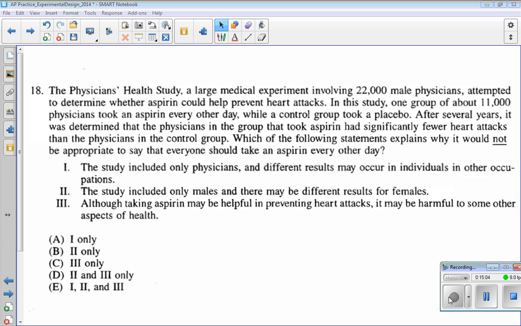Control group? Yeah, so it does say there's a control group. So let's see if we can identify all the parts. It does say control group, so we're good. Is there replication? Yes. Okay, so we have 11,000 who took aspirin, 11,000 in the treatment group. Is that good enough replication for you? I think it's more than one. I think it's pretty decent replication. And then what's the third one? Randomization. So is there randomization here?